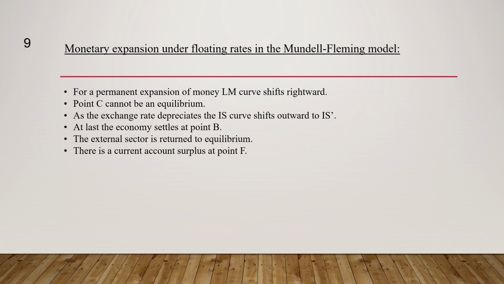Summary of this graph is: for a permanent expansion of home money, the LM curve shifts rightward. Point C cannot be an equilibrium. As the exchange rate depreciates, the IS curve shifts outwards to IS. At last, the economy settles at point B. The external sector is returned to equilibrium. There is a current account surplus at point E. This is the overall summary of this graph.